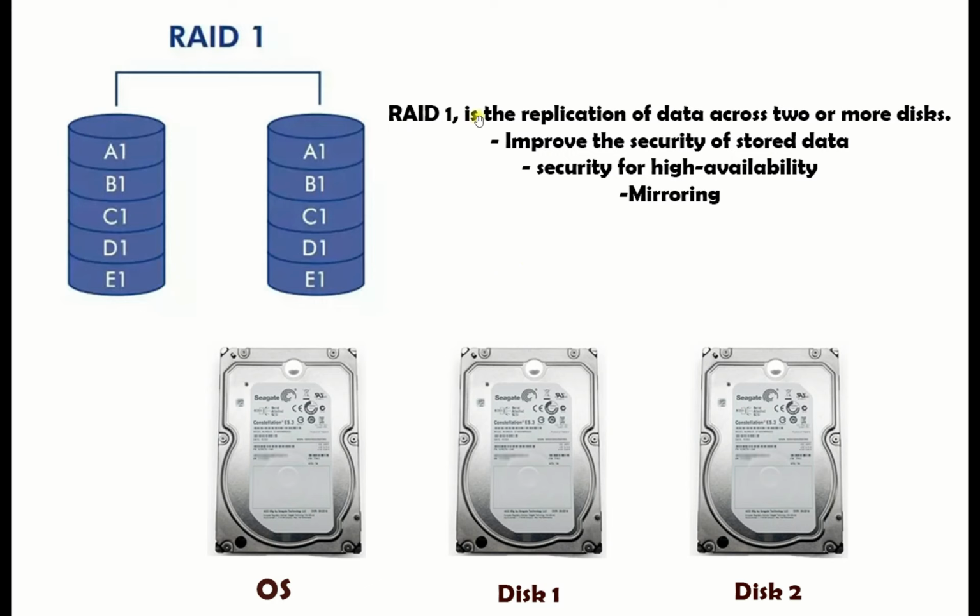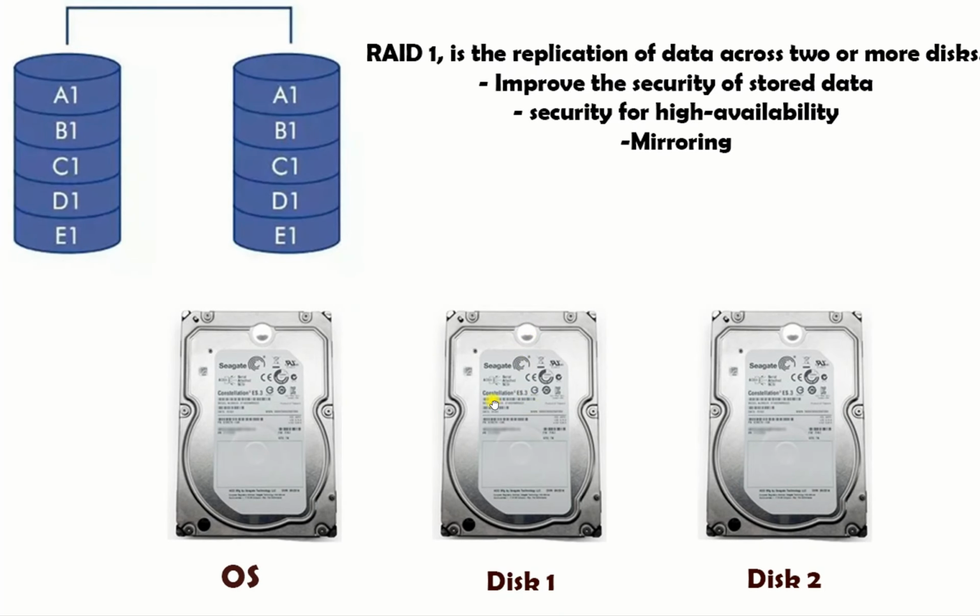You see here, RAID 1 is the replication of data across two or more disks. This means if we configure RAID 1, you have at least two hard drives. To do RAID, you will improve the security of stored data, okay? Security for high availability and mirroring. So that means, as I said, when one hard disk fails, another hard disk takes over.